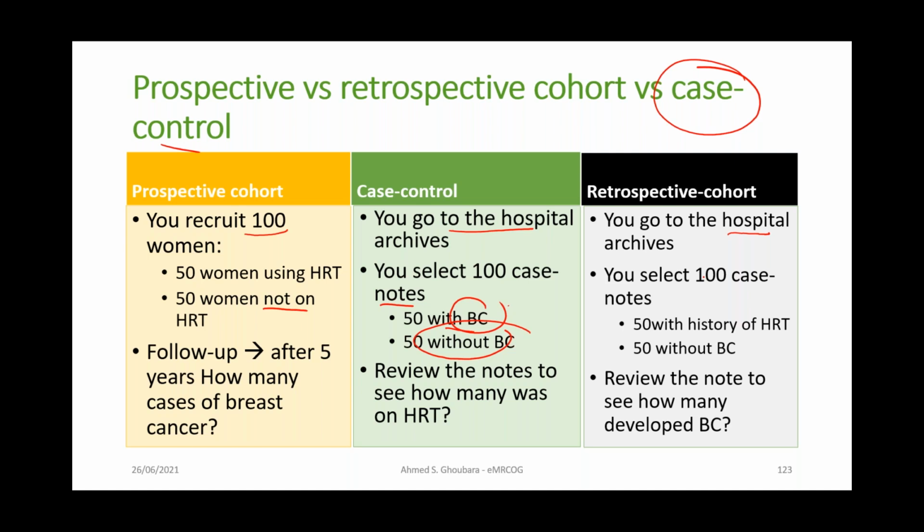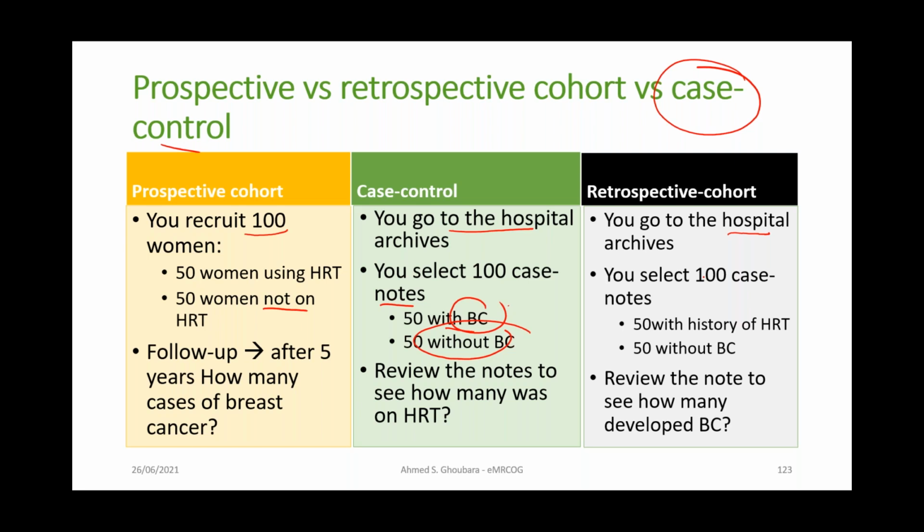But because it's a retrospective design, you have to do this via the case notes of the patient, not on the real patient. So you review the notes to see how many developed breast cancer. Do you see what I mean? This is called a retrospective cohort study.